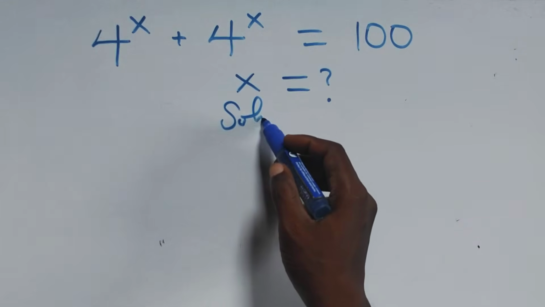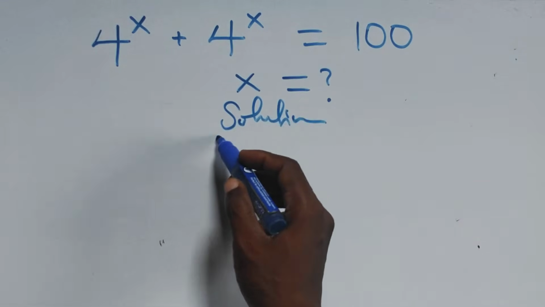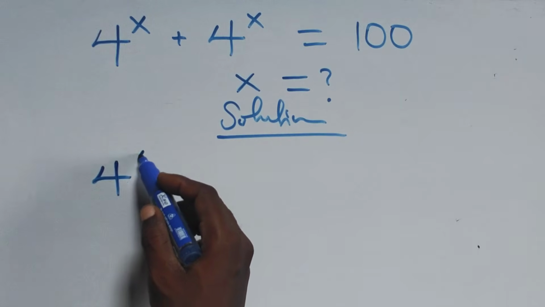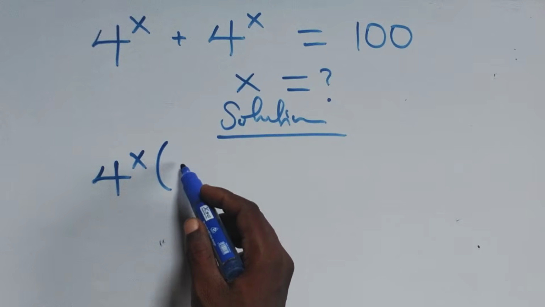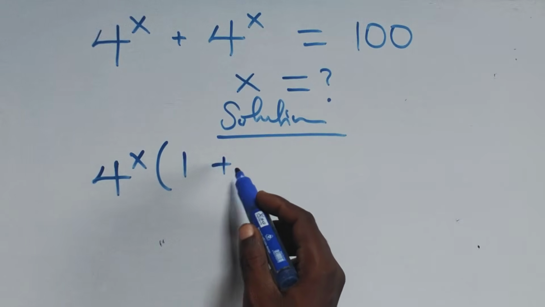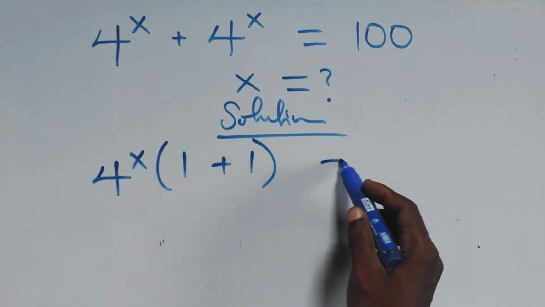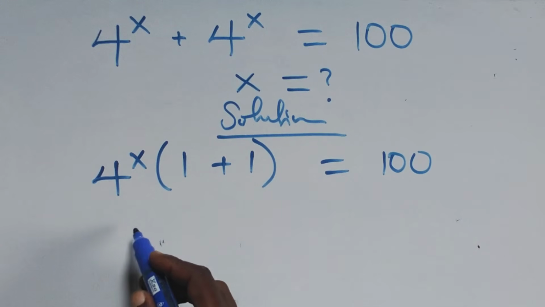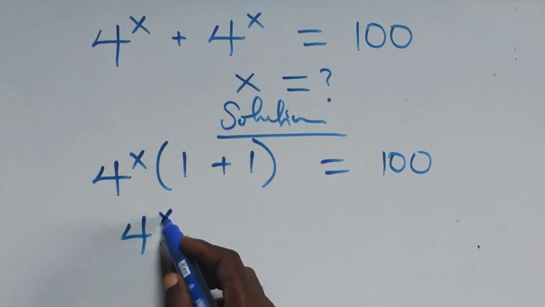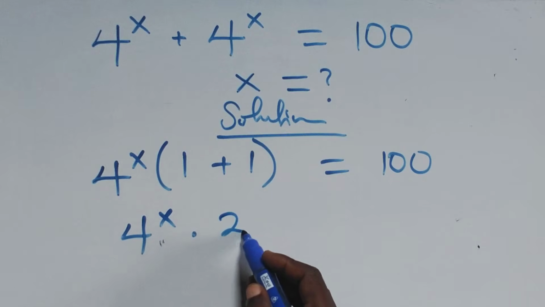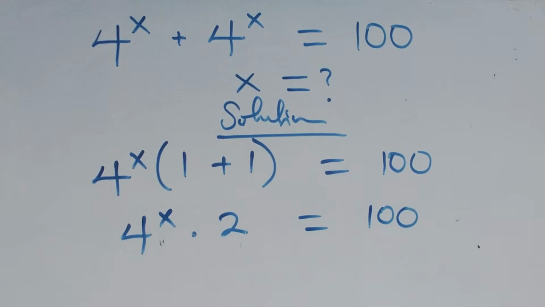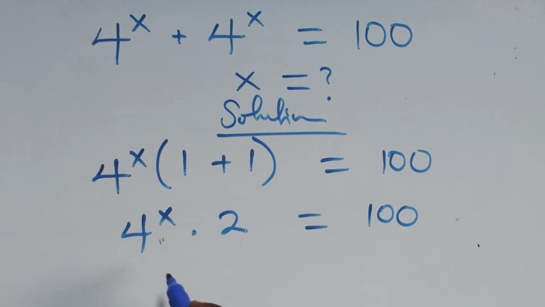Solution from here. On what is given on the left hand side, factor 4 raised to power x out. You have 4 raised to power x into bracket. It remains 1 plus 1 here. This bracket equals 100 here. That is the same thing as 4 raised to power x times 1 plus 1, which is 2, equals 100 on this side.